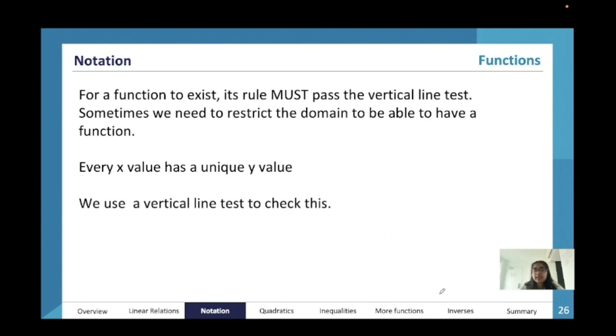Okay, so that's an introduction to function notation. If a function has to exist, then the rule must pass the vertical line test. This vertical line test is not a huge part of the study design anymore, so it's not going to be tested, but it's good knowledge to have to decide whether something is a function or not. Sometimes if the function doesn't pass the vertical line test, we might have to restrict the domain. We'll talk about that a little more later on. Essentially, for a function, every x value should have its own unique y value. And we use the vertical line test to check this.